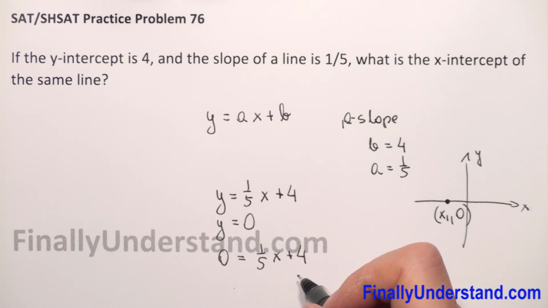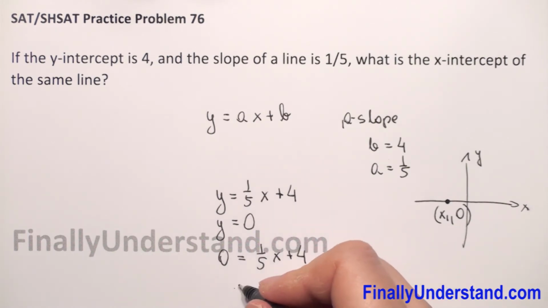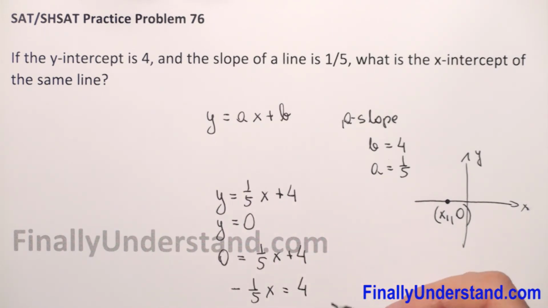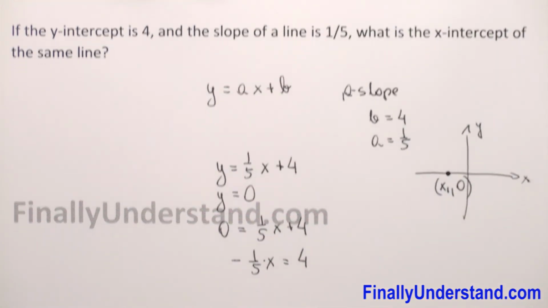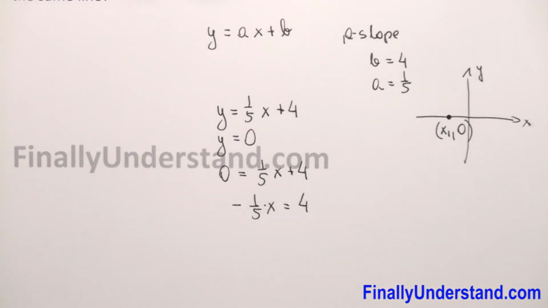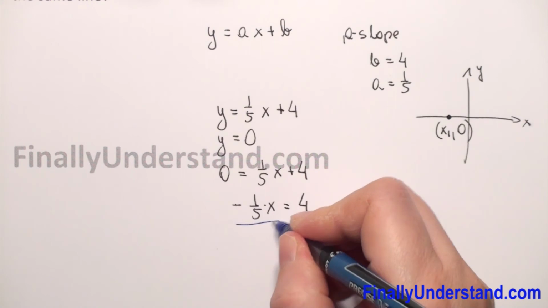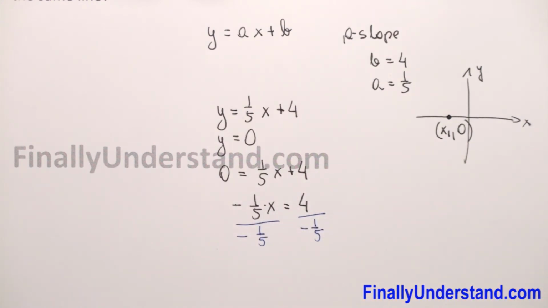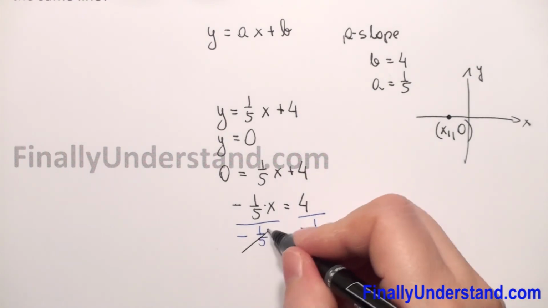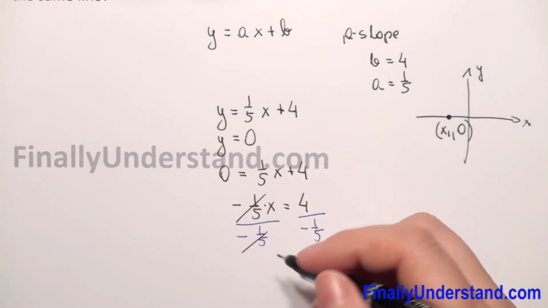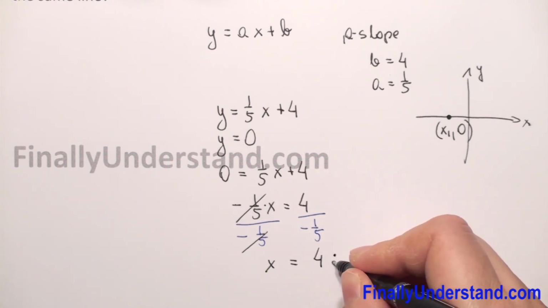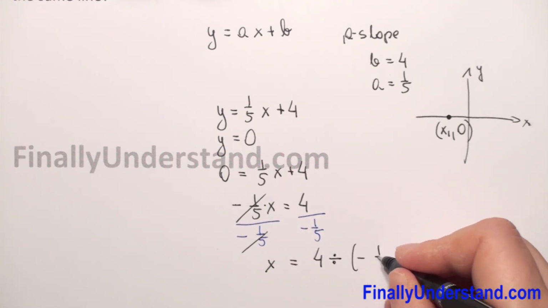So let's move 1/5x to the left side, so it will be negative 1/5x equals 4. Now, because we have multiplication, to find x I would divide both sides by negative 1/5. So we can reduce the 1/5 and negative, and we have x equals 4 divided by negative 1/5.